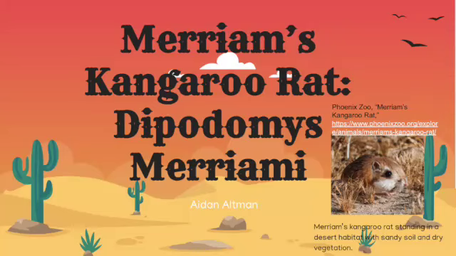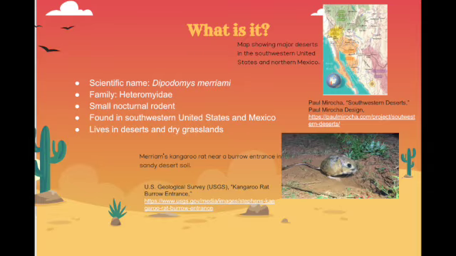Hi everyone, my presentation is about Merriam's kangaroo rat, scientifically known as Dipodomus merriami. This species is a small desert rodent that survives in some of the harshest environments in North America. Throughout this presentation, I will explain how the kangaroo rat uses physiological, behavioral, and structural adaptations to survive in desert ecosystems. It belongs to the Heteromyidae family, which also includes pocket mice.